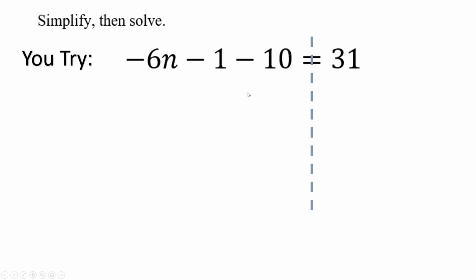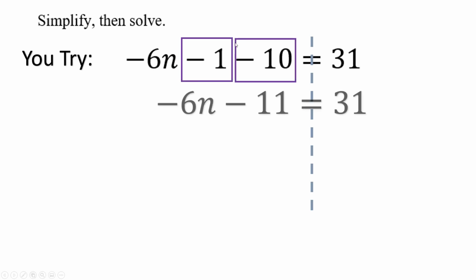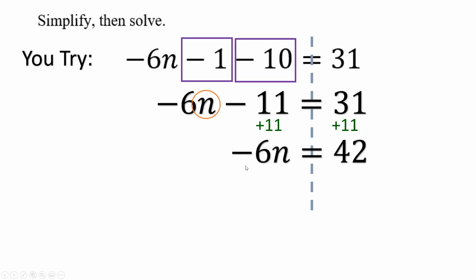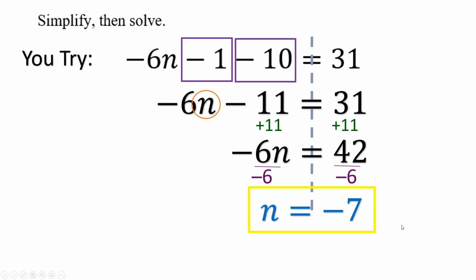Now, I do want to point out some people like to do plus 10 on both sides and then plus 1 on both sides to undo these and then move it to the other side. I like to simplify any like terms first. So negative 1 and negative 10 is negative 11, and then solve the two-step equation. So plus 11 on both sides. Simplify it, divide by negative 6 on both sides, and the solution is n equals negative 7.